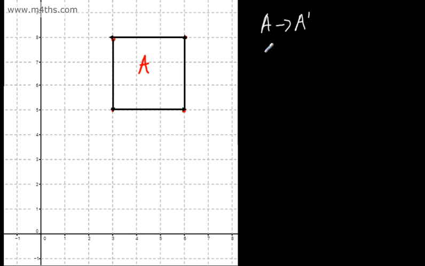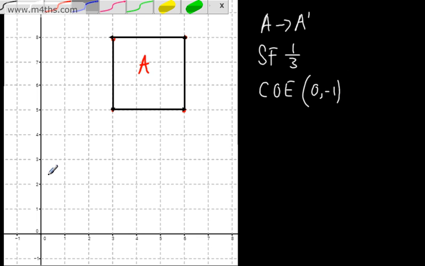What we're going to have this time is a scale factor, and I'm going to choose this to be 1/3. And I'll have now a centre of enlargement, and let's go for (0, -1). So 0, negative 1. If I put this one down here, that is the centre of enlargement. If I'm applying a scale factor enlargement of 1/3, it's going to get 3 times smaller and 3 times closer to this point. So there are different ways we could approach this.